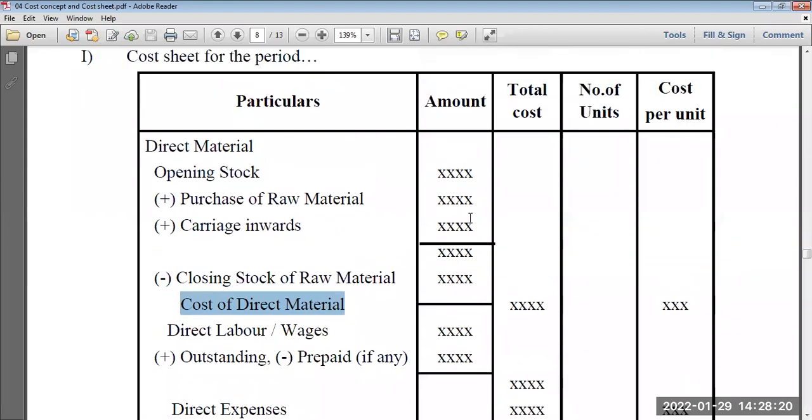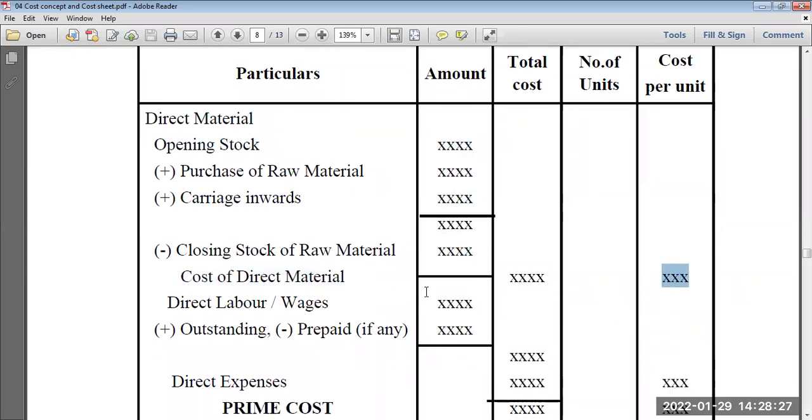Look at this side column. This is the total amount, and this is for per unit. Suppose the direct material cost is equal to 10,000. To produce 1,000 units, you are spending 10,000 on material. Then what is it per unit? Total cost divided by number of units produced is equal to cost per unit. In my example, if my raw material consumed, the direct material, is 10,000, I am producing 1,000 units.